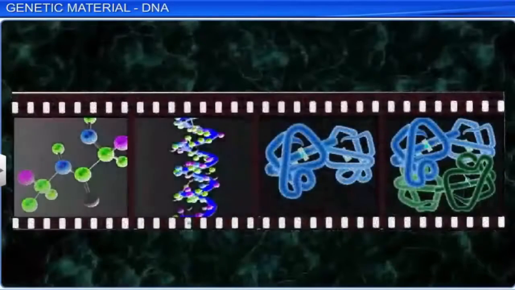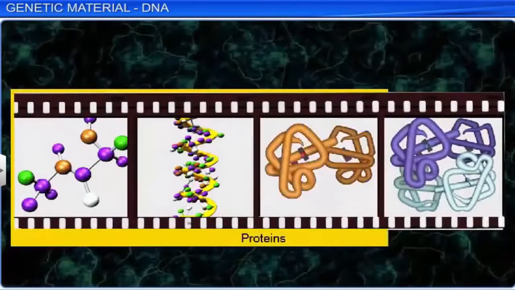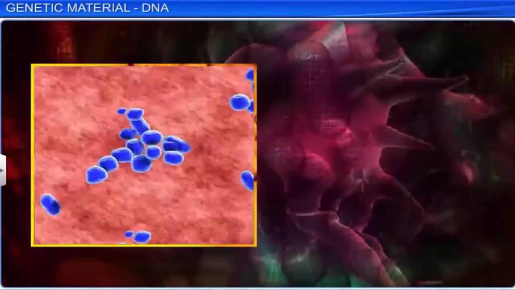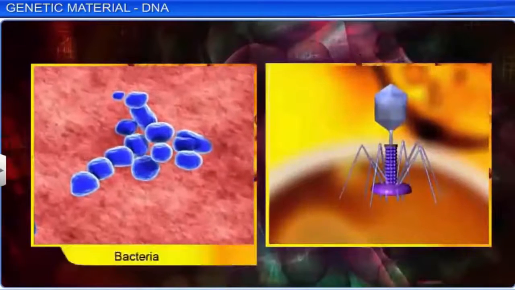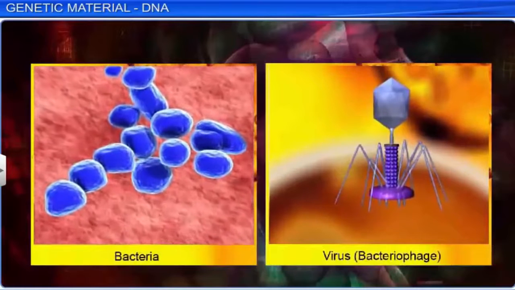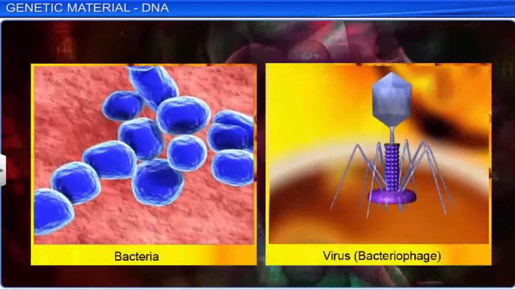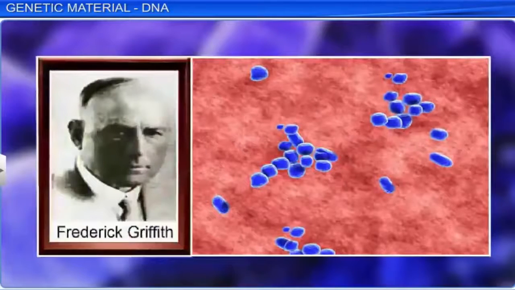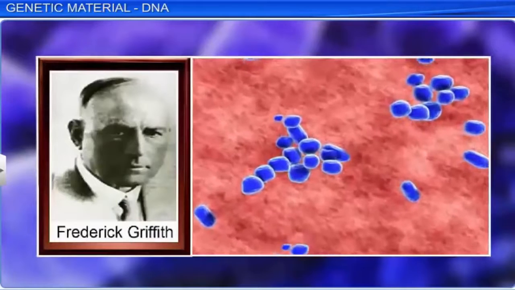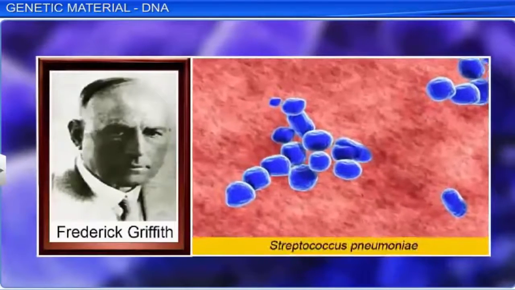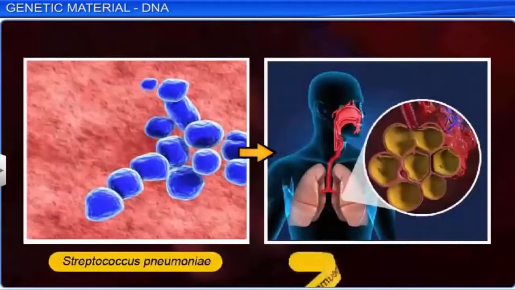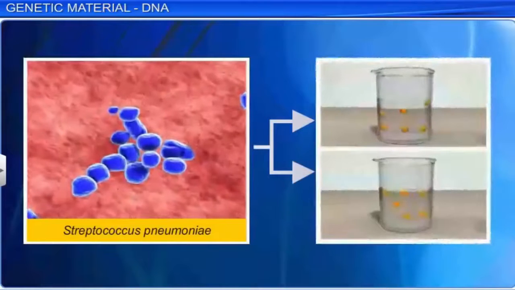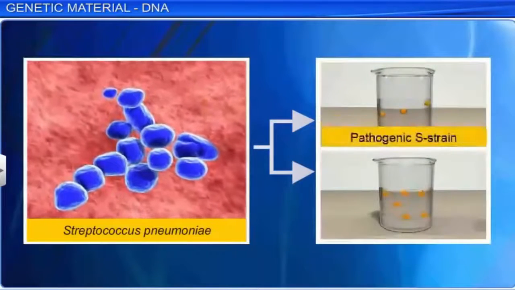In the past, it was believed that proteins were the genetic material. However, in time, through the various experiments using bacteria and viruses, the truth about genetic material came to light. British bacteriologist Frederick Griffith was the first to conduct experiments with bacteria Streptococcus pneumoniae that was responsible for causing the disease pneumonia. He worked with 2 types of bacteria strains, the pathogenic S strain and the non-pathogenic R strain.